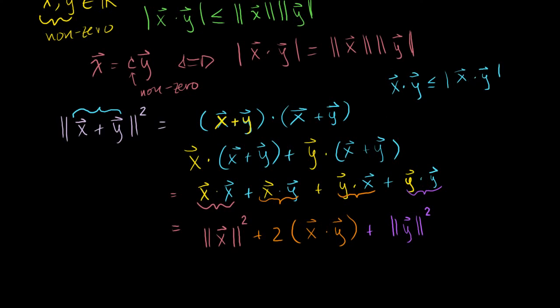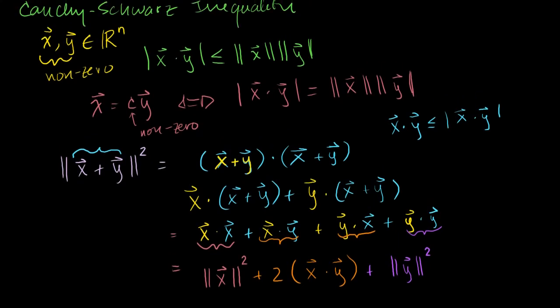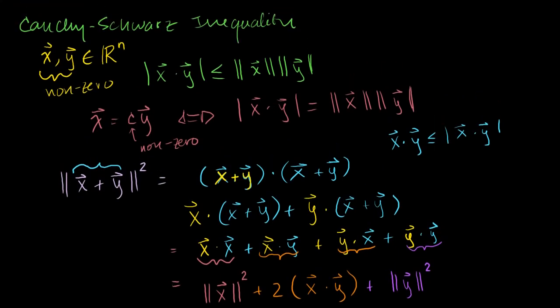So we can add to the Cauchy-Schwarz inequality, and this is a bit obvious. We could say, look, x dot y is less than or equal to the absolute value of x dot y, which is less than or equal to the length of x times the length of y. So the dot product of x with y is definitely less than its absolute value, which is definitely less than the lengths of those two multiplied.